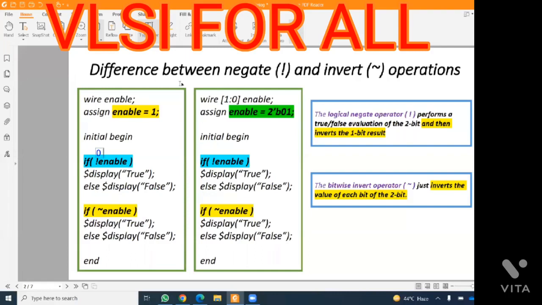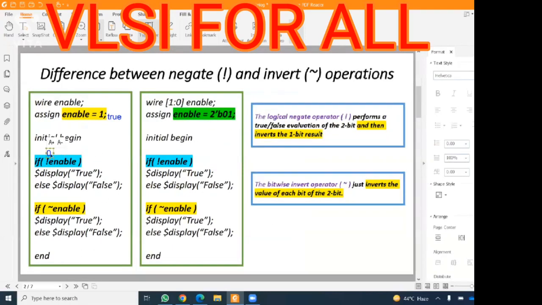No. Okay. Negation operator generally works as a logical operator. So it evaluates the condition whether it is true or false. So now 1 will be considered as true because this is a non-zero value, right? So negation operator will consider this as true. Okay. So what is the invert of true? What is the opposite of true? False, right? And false will be treated as 0. So this becomes 0. Now, which display will come? True or false?